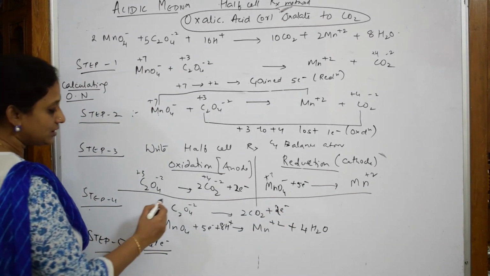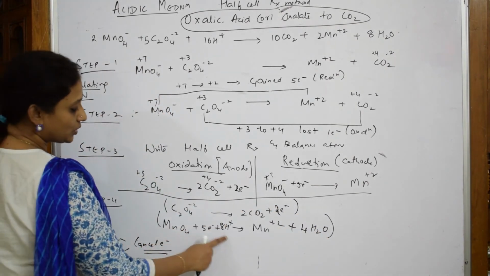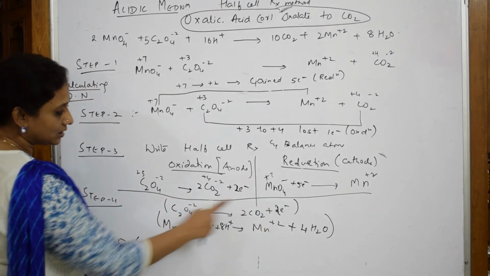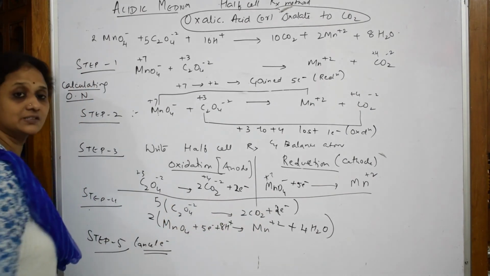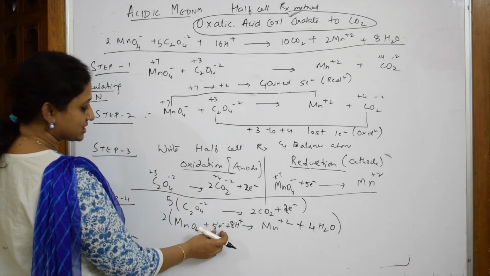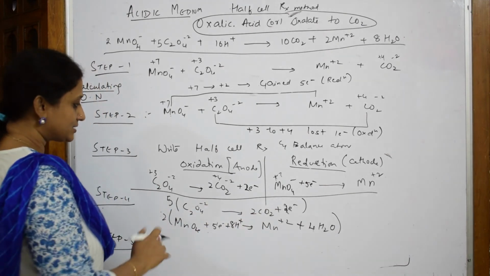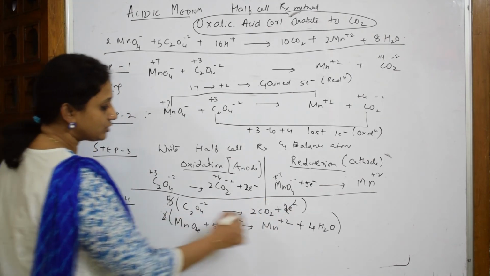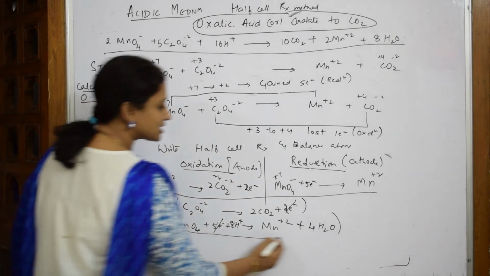What should you do? To cancel the electrons on LHS and RHS, simple. Here what do you have? You have 5 electrons here. Here you have 2 electrons. Now cross multiply. This 2 electron try to multiply with this. This 5 electron try to multiply with this. 5 electrons, to cancel these 5 electrons, I have multiplied here. To cancel these 2 electrons, I have multiplied here. Just simple, isn't it? Now 5 into 2 electrons will get cancelled on the RHS. 2 into 5 electrons will get cancelled on your LHS. Done. Once this is done, let us write the overall reaction.